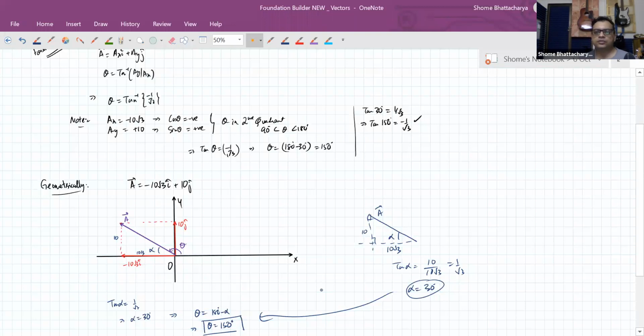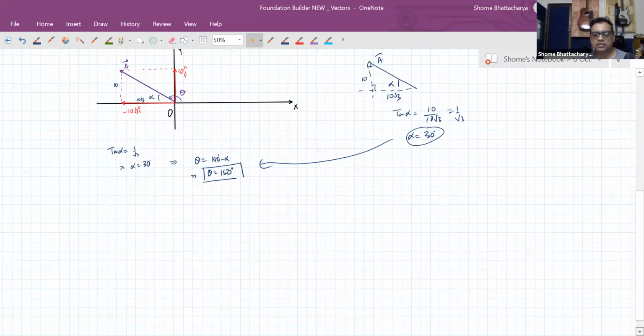Okay, so you can use either of the two methods, but the only thing is make a correction in the answer key. For whatever reason, the answer given is A, which is 120 degrees. It should not be 120, it should be 150, which is the answer C.